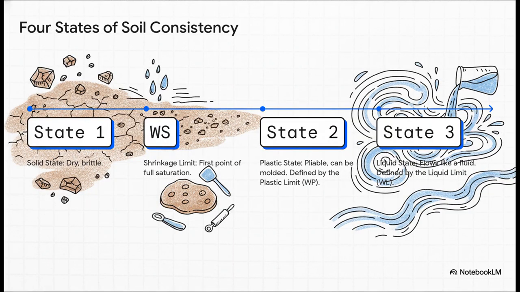This whole journey takes our little soil sample through 4 distinct states of being. It starts out as a solid, dry, and brittle. Then we hit that shrinkage limit, and it moves into a semi-solid phase. Keep adding water, and it becomes plastic. This is its modeling clay phase. And if you just keep on adding water, you eventually cross the liquid limit, and the soil basically turns into a fluid. It just flows.